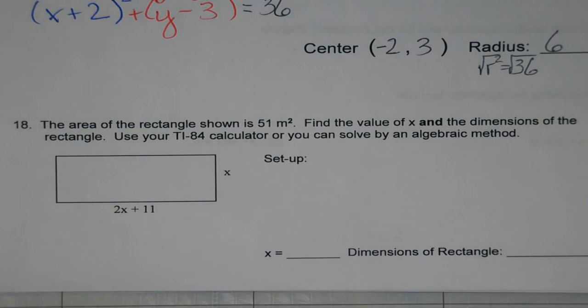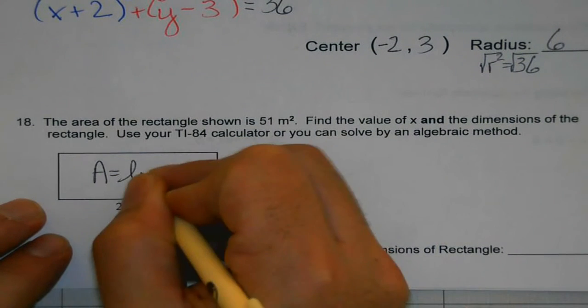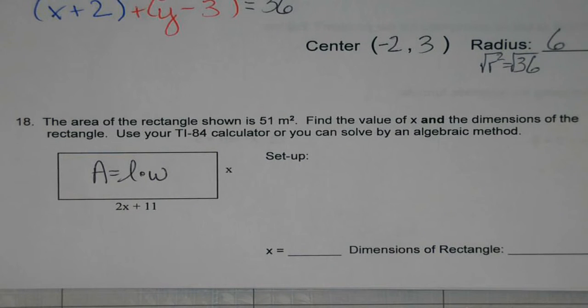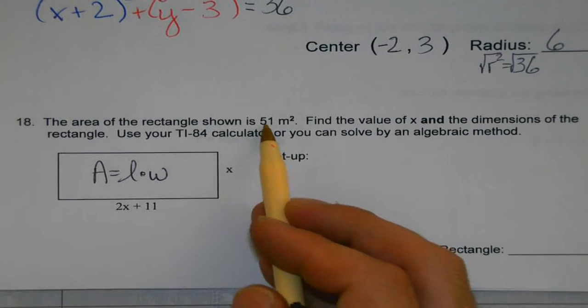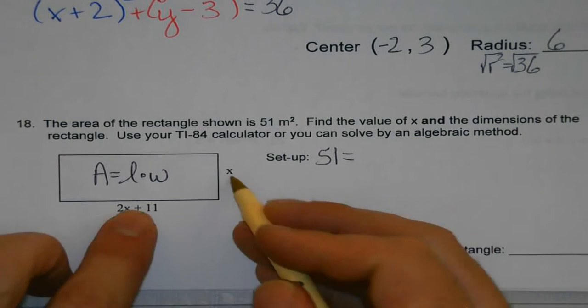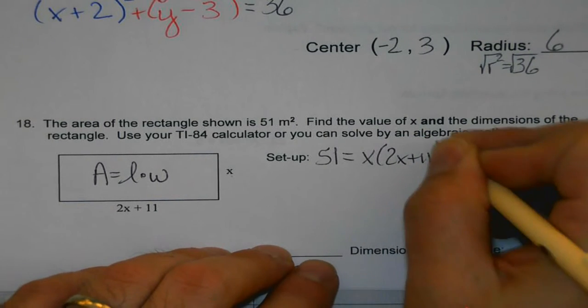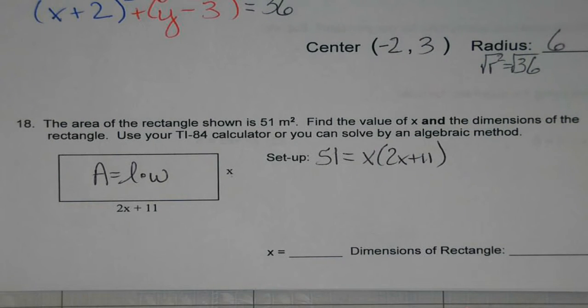All right. Area of the rectangle shown, as some of you groan, is 51 square meters. Folks, this is about the easiest formula you could have given to you for this. Okay? Length times width. Not too tough to remember. So when I go to set it up, I go looking for the values that I have. I have the area, 51. I have the length and width, x, and 2x plus 11. Okay, but now what?